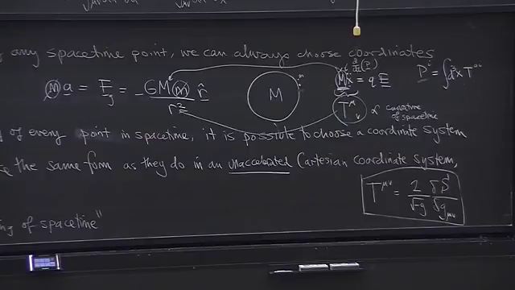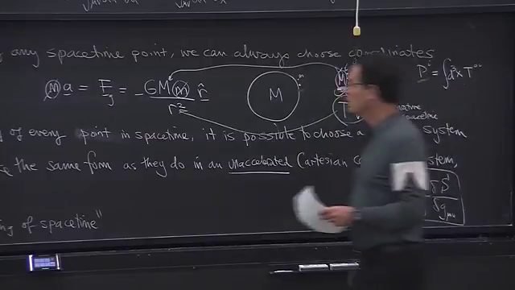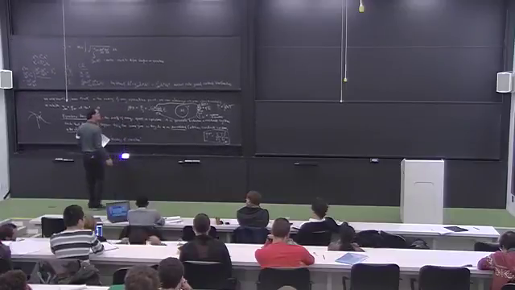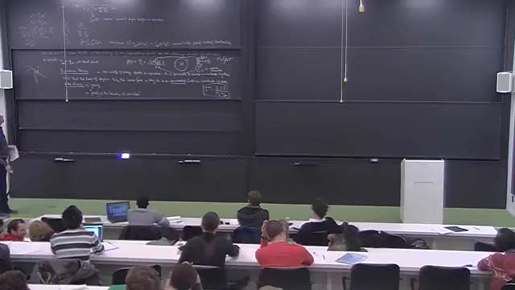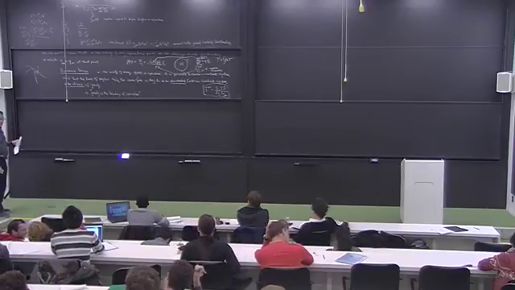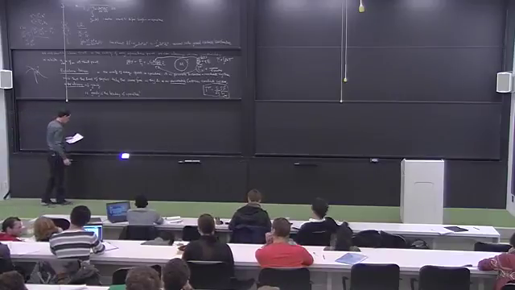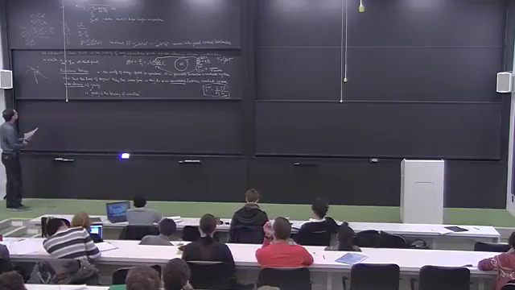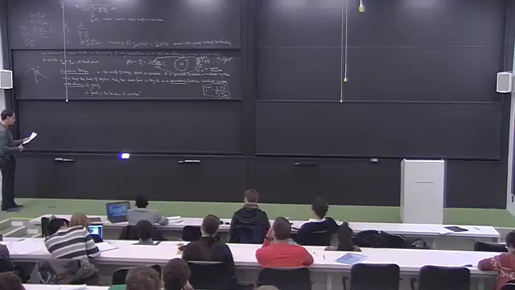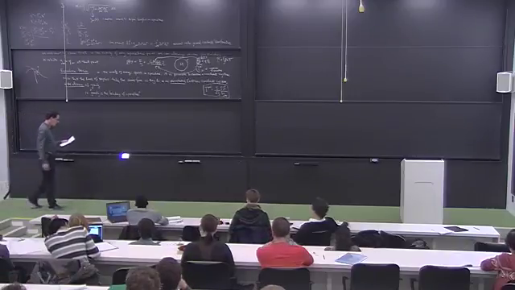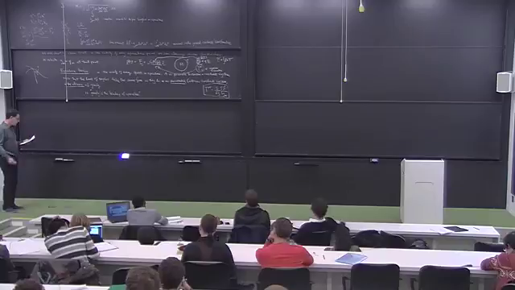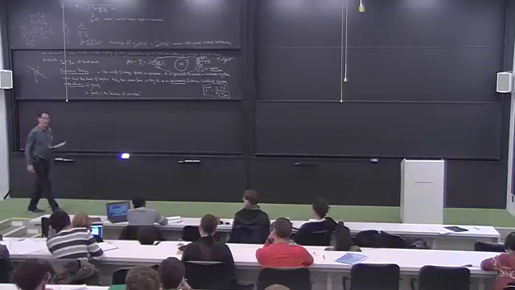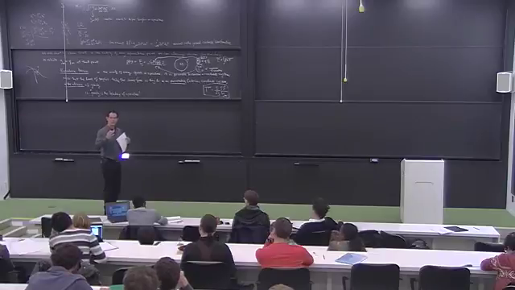Okay, so let us now prove this. Let's now try to prove this fact, that it is possible to choose coordinates in which the metric is flat, i.e. equal to eta. The metric equals eta at any point in space-time. And actually, we can do better than that. We can also choose coordinates such that the first derivative of the metric is 0 at any point in space-time.